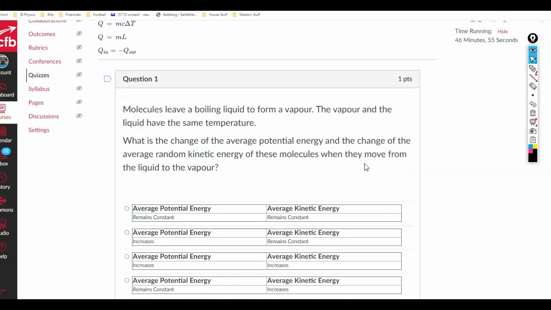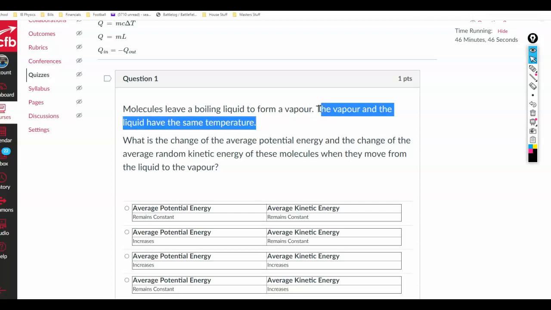All right, so question 1 says molecules leave a boiling liquid to form a vapor. The vapor and the liquid have the same temperature. Now, when you see that, if they have the same temperature, that means by definition, those particles making up the liquid and vapor have the same average kinetic energy, because temperature is a measure of the average kinetic energy of the molecules making up anything. Okay, so the question says, what is the change of the average potential energy and the change of the average random kinetic energy of these molecules when they move from the liquid to the vapor?